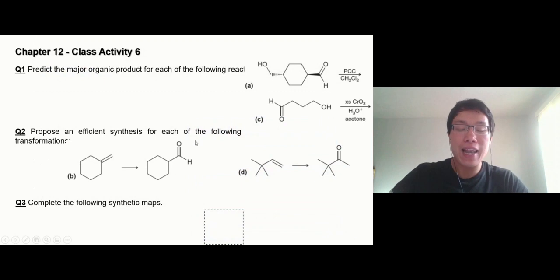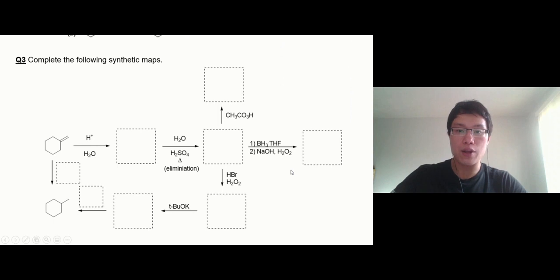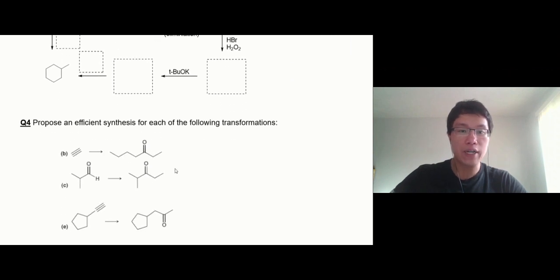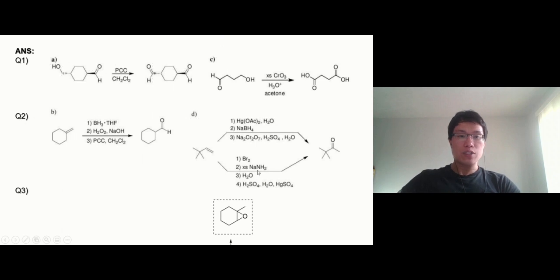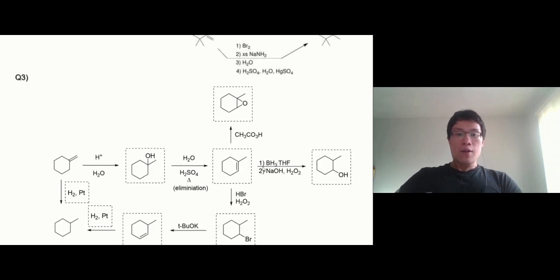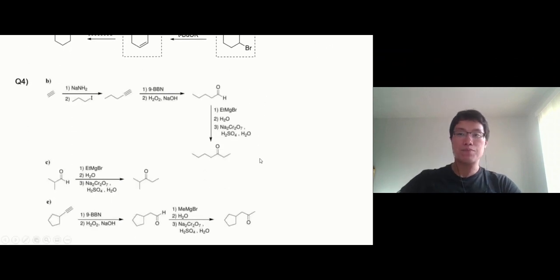Anyway, the last class activity. We have class activity number 6, with questions 1, 2, and 3. This is all synthesis and oxidation reactions. Below here, we have a synthetic map that you can try. We also have question 4, which is synthesis right here. It has a key for questions 1, 2, 3, and question 4. This is the last video of this chapter. Let's take a look at the last chapter in the next video.